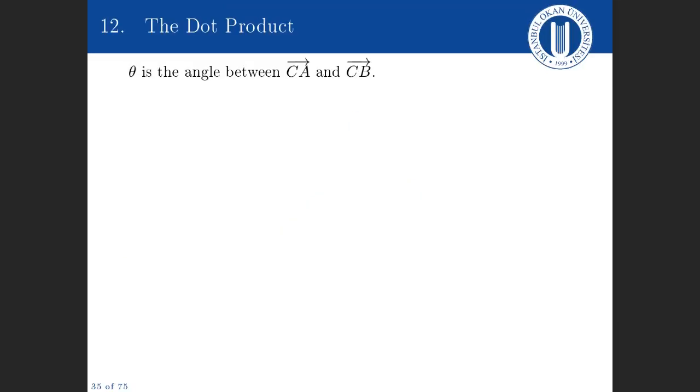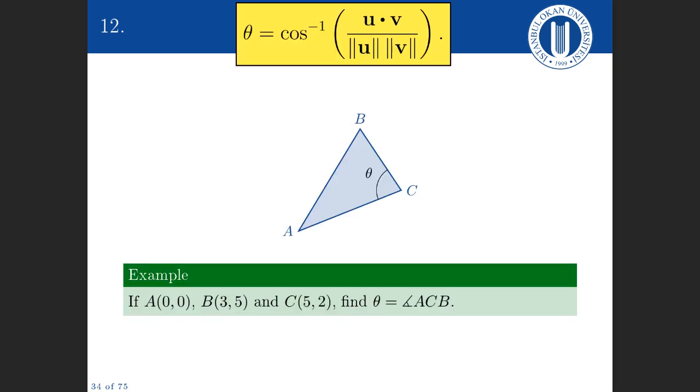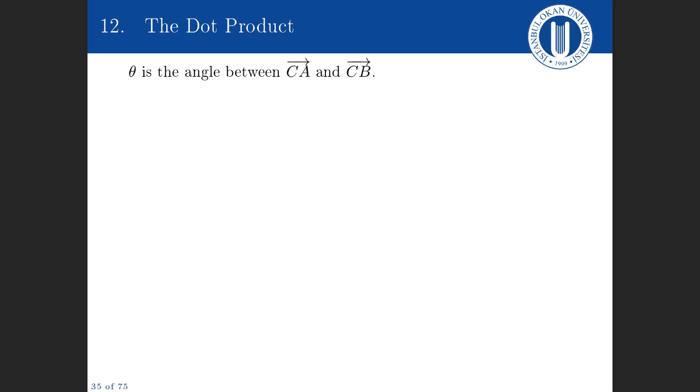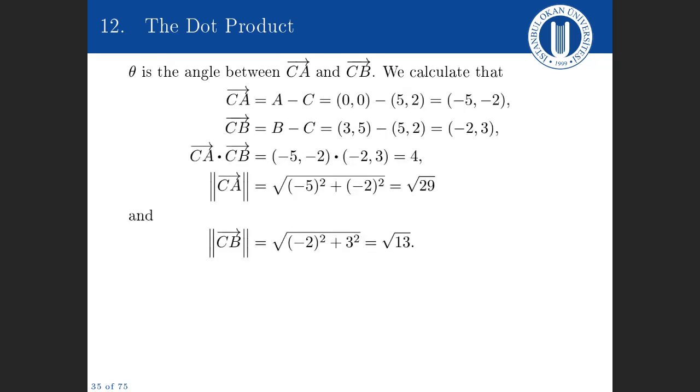The first thing to note is theta is the angle between the vector CA and the vector CB. Let me go back to the picture. Here's the vector CA, here's the vector CB. We're looking for the angle between these two vectors. So we need CA, we need CB, we need CA dot CB, we need norm of CA, and we need the norm of CB. Here's the calculations. I'm not going to dwell on these. You can check these later.